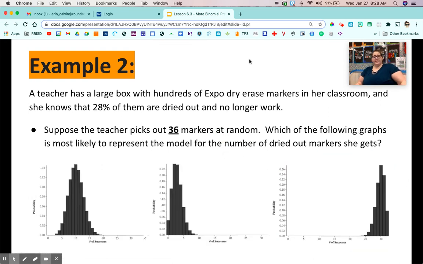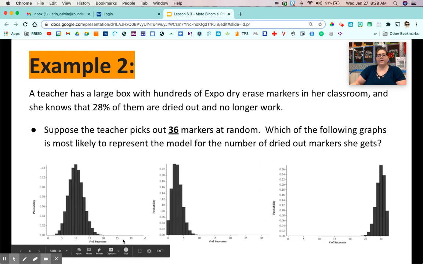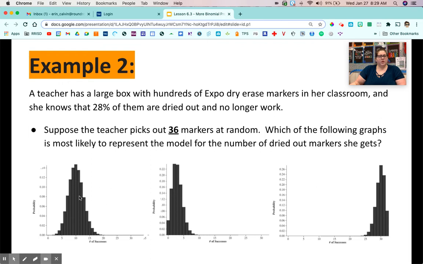Suppose the teacher picks out 36 markers at random. So now my trial size is 36. Which of the following graphs is most likely to represent the model for the number of dried out markers she gets? So this time, I still have the p-value of 0.28. So I still know that my tallest bar should be on the lower end of successes. So I can probably cancel out this right graph over here because that has a tallest bar in a really, really high number of successes. So that's probably not it. So then the question is, is this graph going to come out skewed to the right a little bit, like this one in the middle, or is it going to be symmetric like the one on the left?